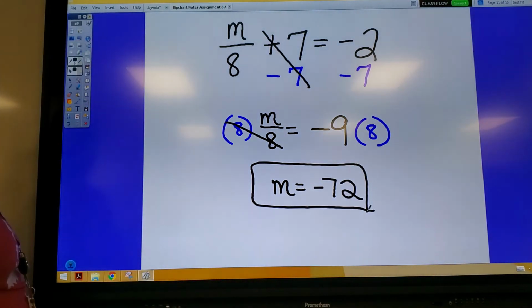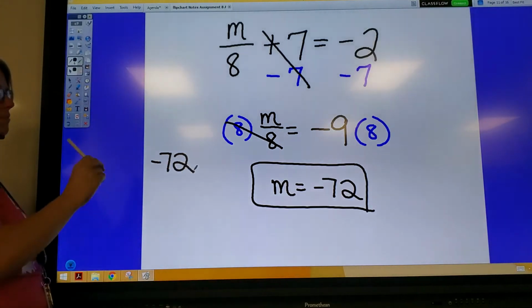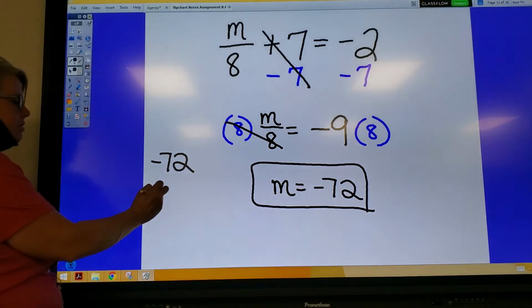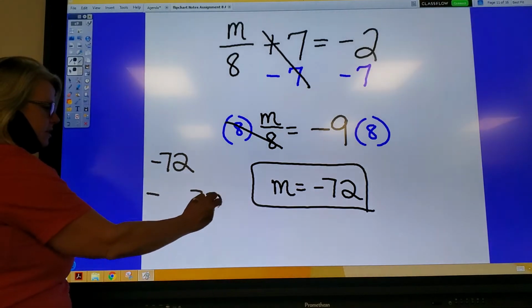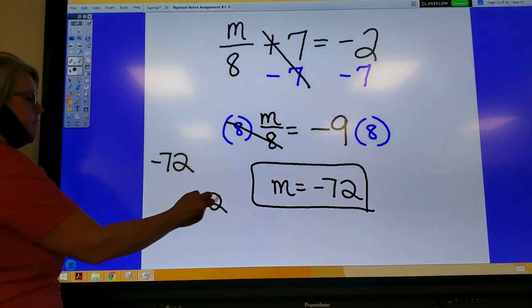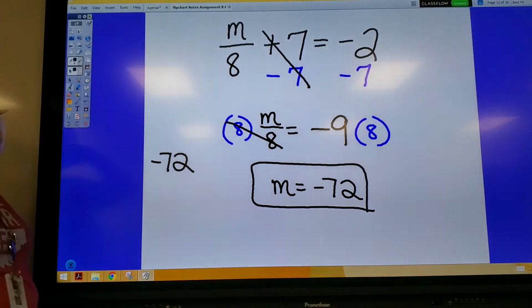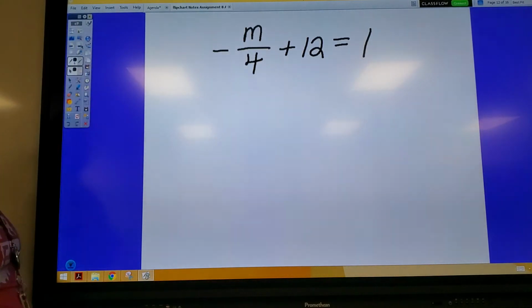So again, on your Google form, you would just write negative 72. Please don't put spaces, like don't do negative space 72. Google form doesn't like that. Make sure you don't put spaces. All right, any questions? Doing great. Okay, how about this one?